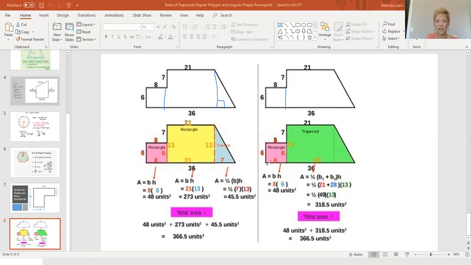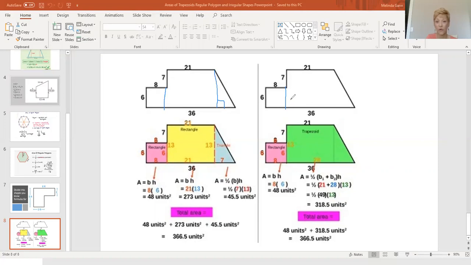Now where did they get 28? It's 36 all the way across the bottom. See the original figure up here? So if that side is 8 and that side is 8, if you take 8 away from 36, it leaves 28 from here to here. So that's how they got the 28. So remember, you add the bases, parenthesis is first, so that's where they got the 49.